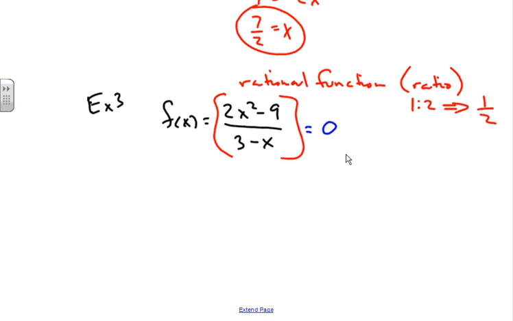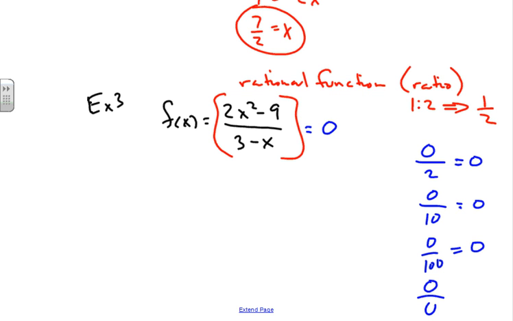When is a fraction 0? Well, a fraction is 0 when it's 0 in the numerator. So if I had 0 over 2, it would be 0. If I had 0 over 10, it would be 0. If I had 0 over 100, it still would equal 0. The only time it doesn't equal 0 is when you have 0 over 0. And that one does not exist or is undefined.